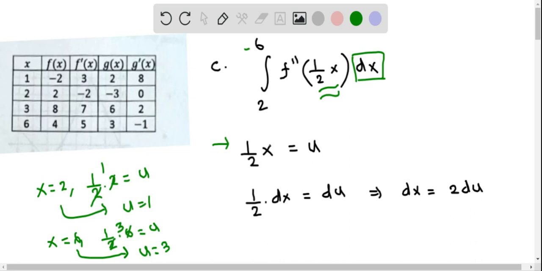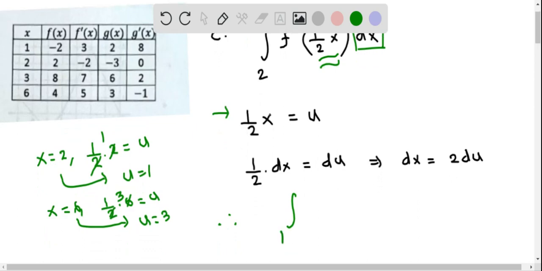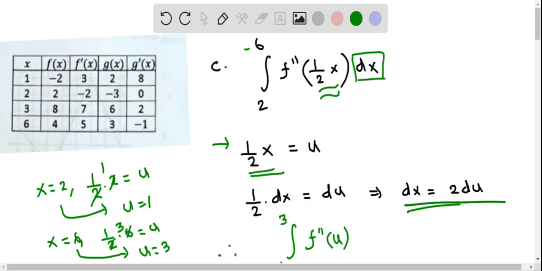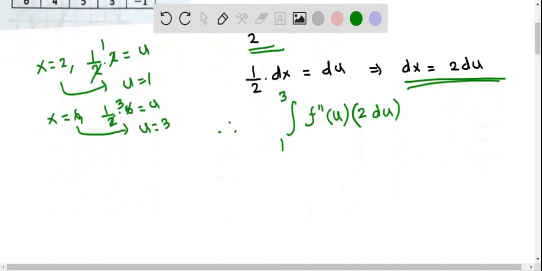So let's rewrite this integral after we made this substitution. Therefore, we get this integral from u equals 1 to 3, and f double prime of half x is replaced as u, so it becomes f double prime of u, and then dx we replace as 2 du. So I put 2 du here. Now I can factor out the 2 in front, out of the integral. It becomes 2 times the integral from 1 to 3 of f double prime of u du.